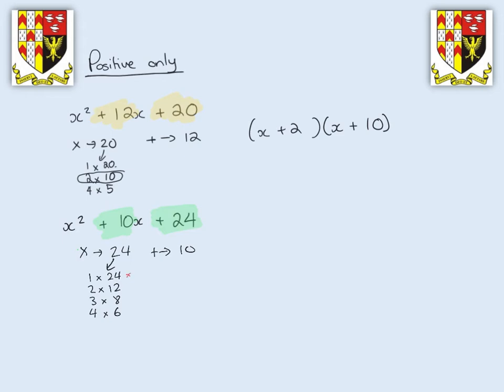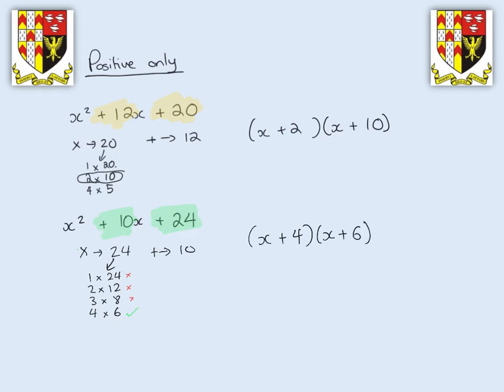The sum of 2 and 12 is going to give me 14, so it's not that. The sum of 3 and 8 is going to give me 11, so it's not that. But the sum of 4 and 6 is 10, so it's going to be that one there. So this one is just going to be (x + 4)(x + 6).